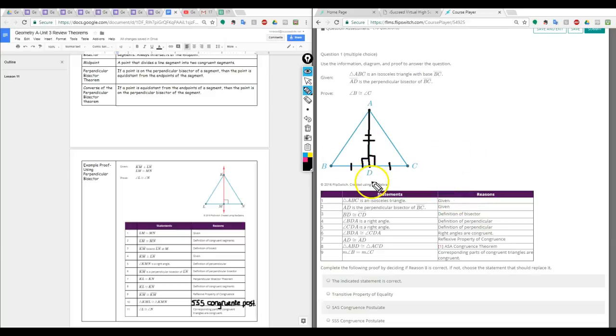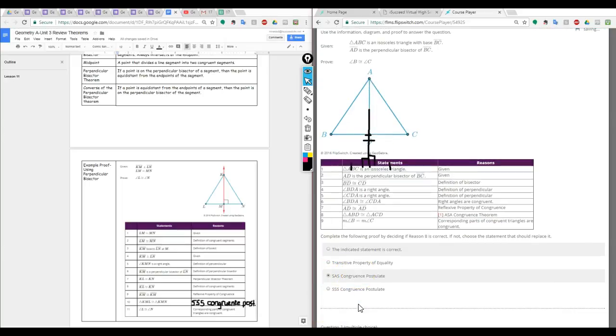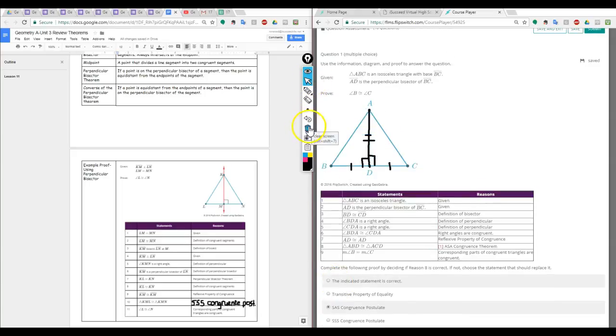Well, do we have two angles and one side? No. We have two sides. Side BD is congruent to side CD. We have the angle BDA, angle CDA, and we have a side length, AD. So we actually have side, angle, side. So we are using the side angle side congruence postulate instead. And there is your help.